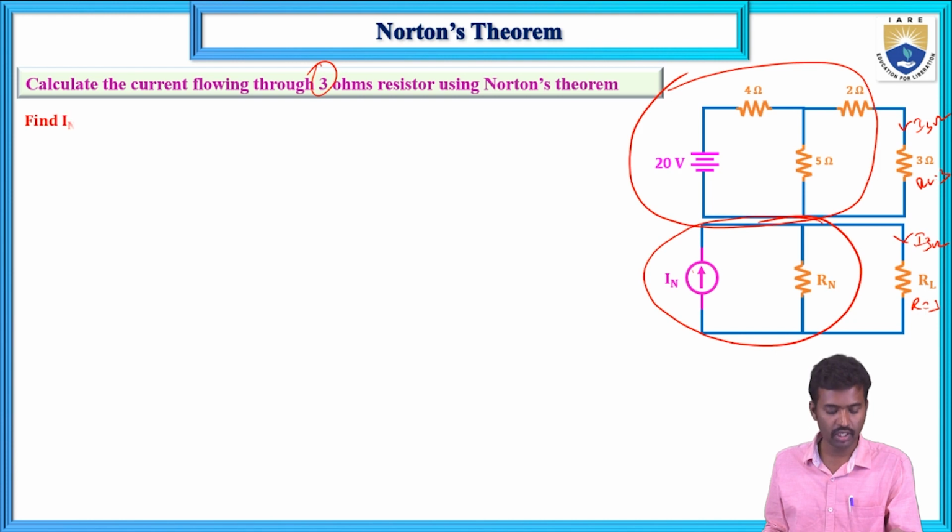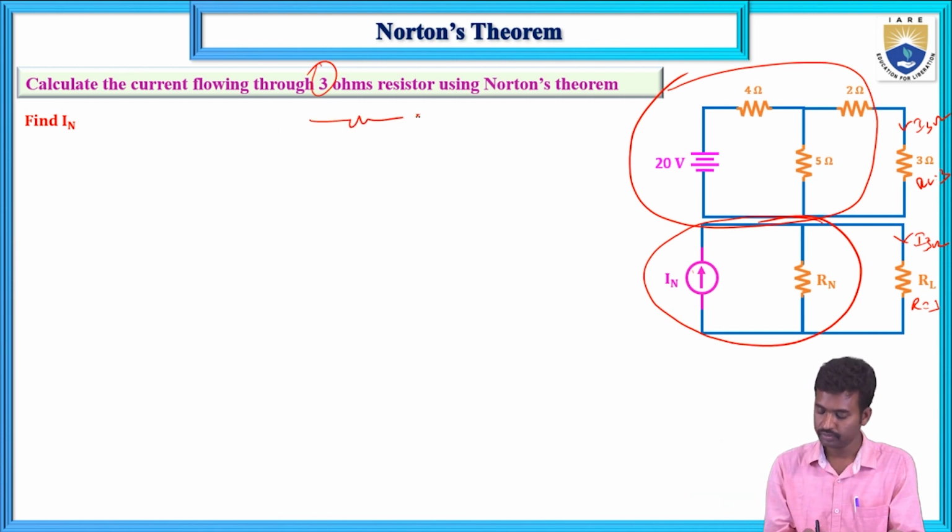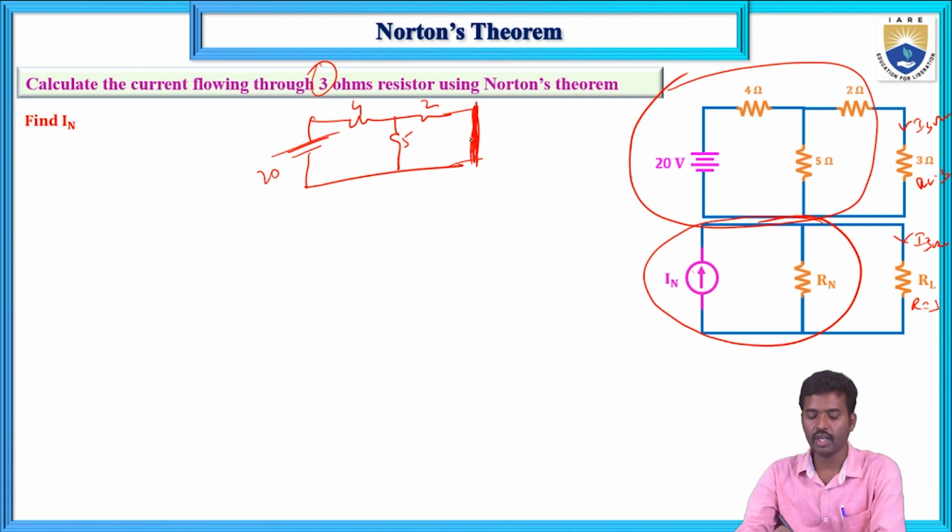First, the IN calculation: find out the Norton's current IN. First remove the load resistance from the given circuit, short the load terminal, and calculate the short circuit current. First draw the circuit. Remove this load resistance and short this load terminal. Remove this 3 ohm resistor and short this load terminal. Calculate this short circuit current. The short circuit current is known as IN, and substitute in the equivalent circuit.